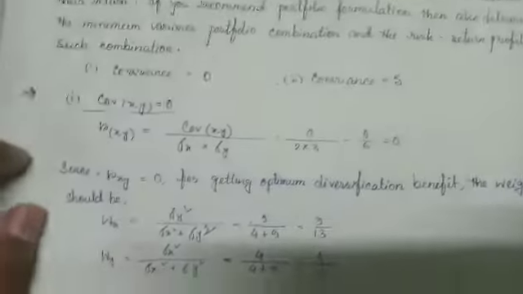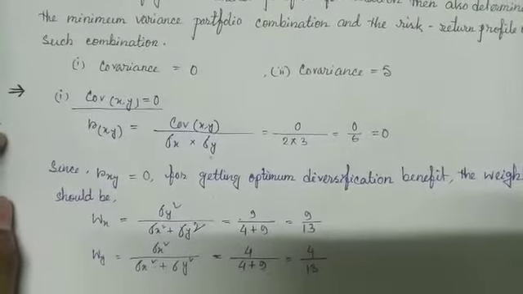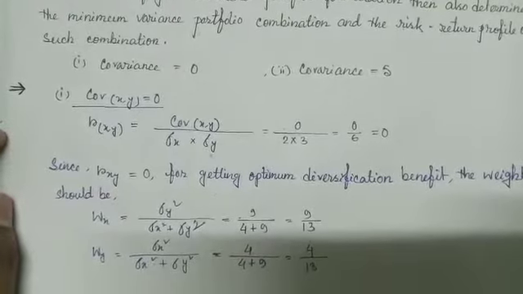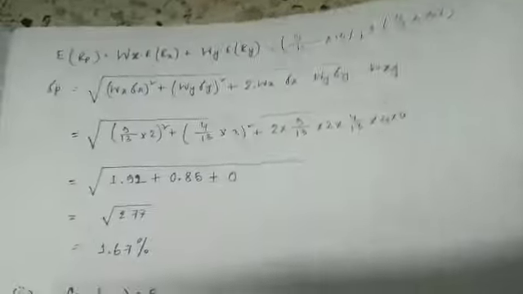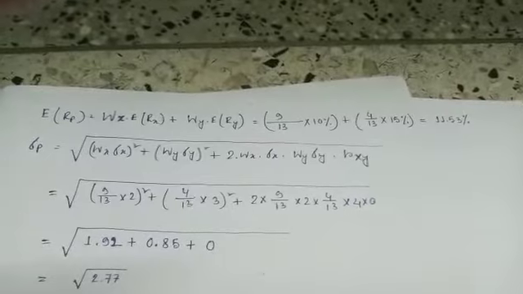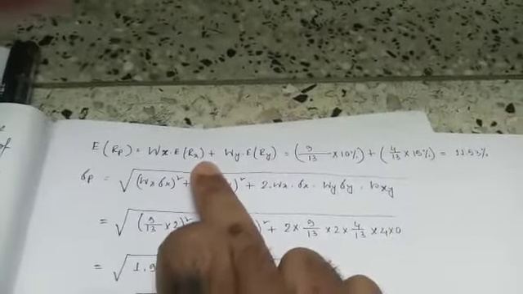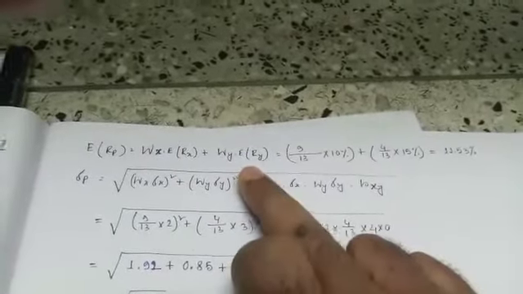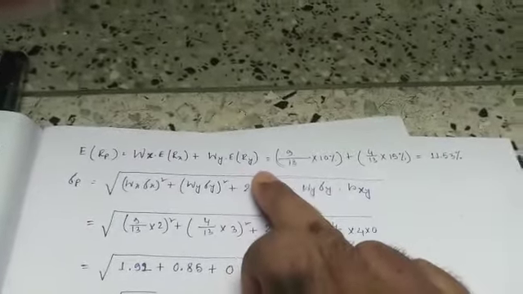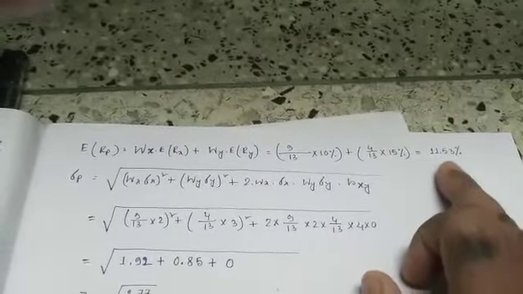Now, by putting this formula, we calculate the weights Wx and Wy first, and here the weight of security x comes to 9 by 13 and the weight of security y comes to 4 by 13. Now, by putting these weights, we have to calculate the expected return of the portfolio. It comes to 11.53%. Here Wx is 9 by 13, the expected return of security x is given in the question, it is 10%. The weight of security y is 4 by 13, the expected return of security y is 15%. So the expected return of the portfolio comes to 11.53%.